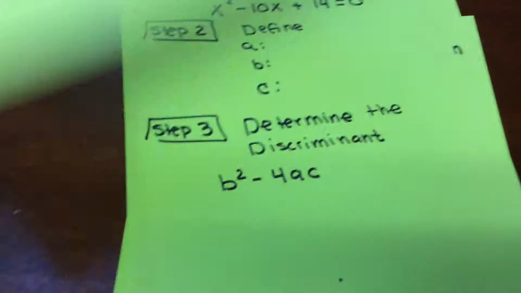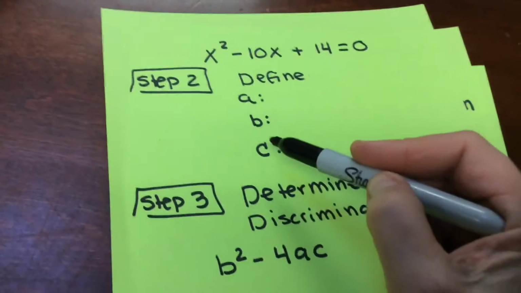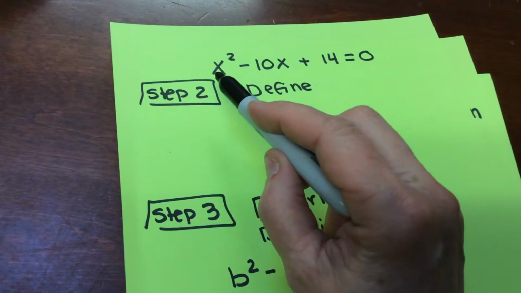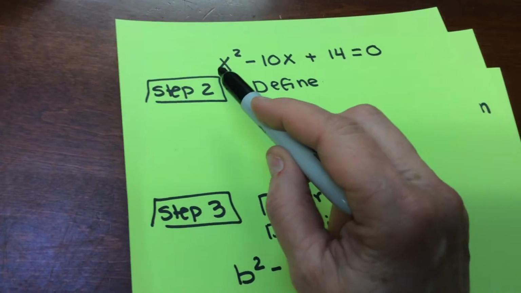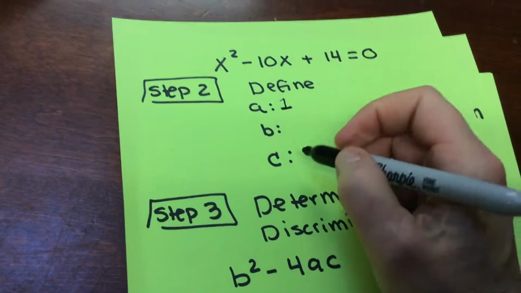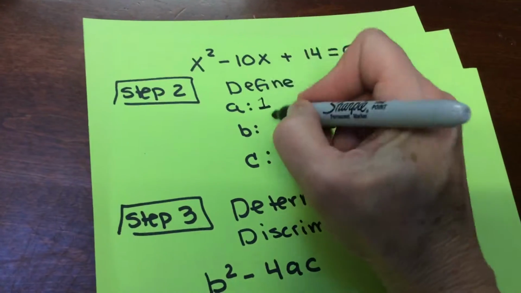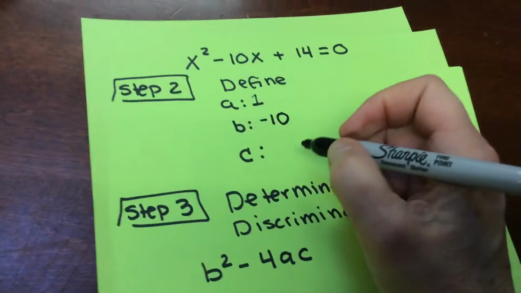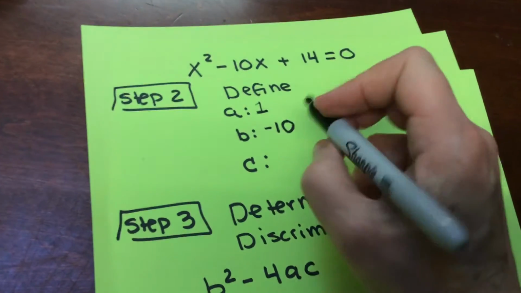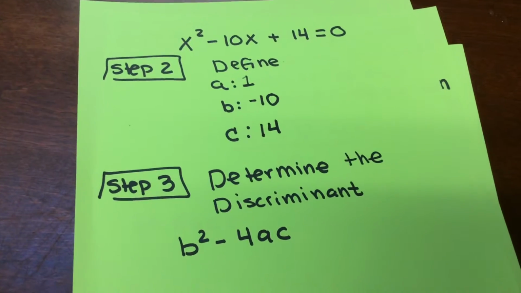So the next step that we want to do, step 2, is we need to define our a, b, and c values. So a is the coefficient in front of your leading term or the x squared term. When we don't see an actual number here, it's always assumed to be a 1. So a is 1. B is the coefficient of the linear x term. The coefficient of the linear x term is negative 10. C is my constant. It doesn't have a variable associated with it. And c here is 14. So the second step was to define a, b, and c.